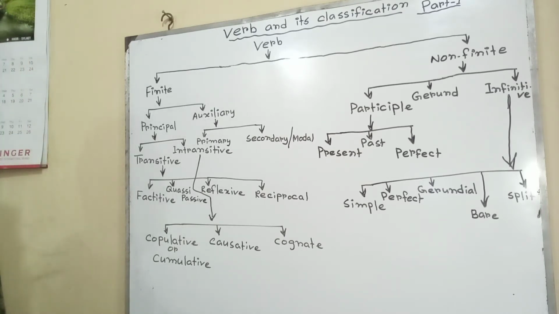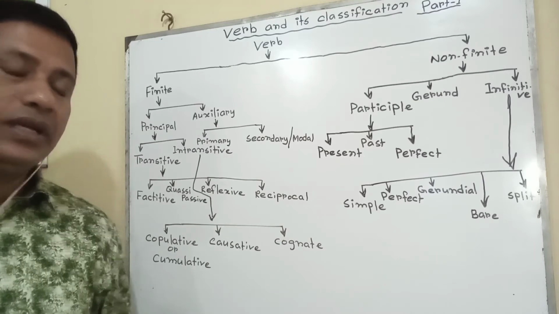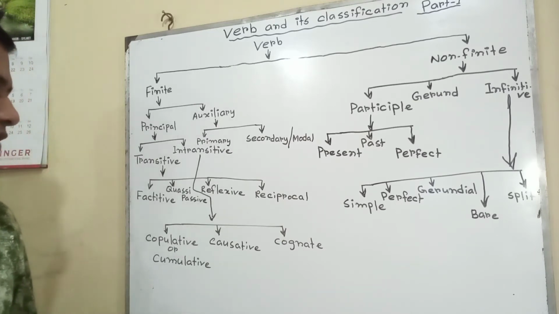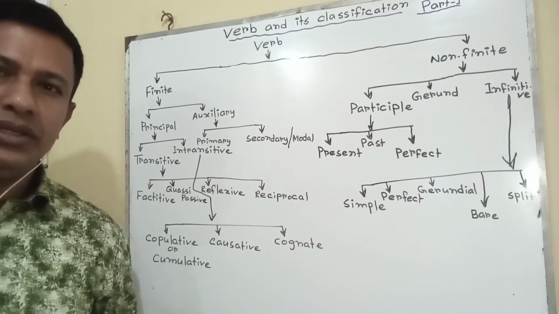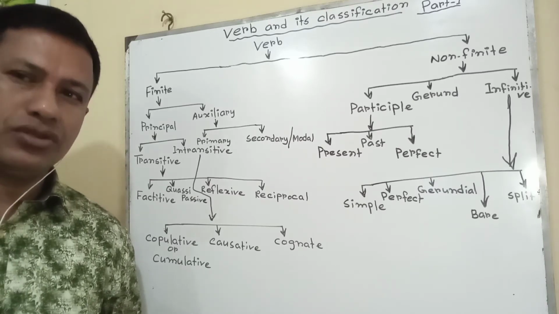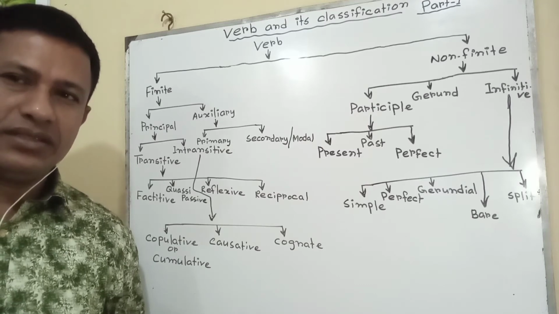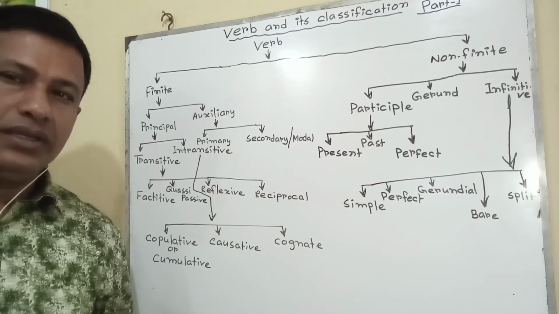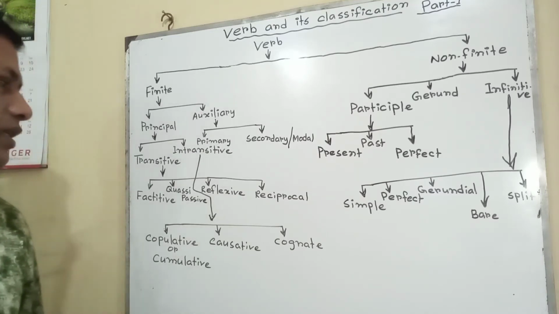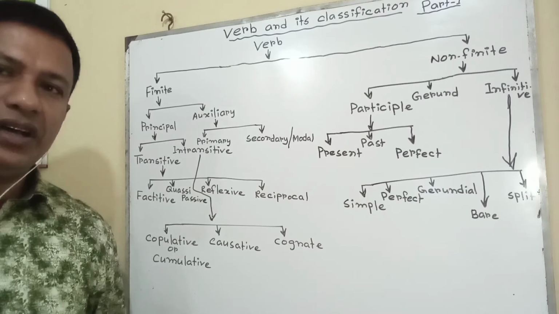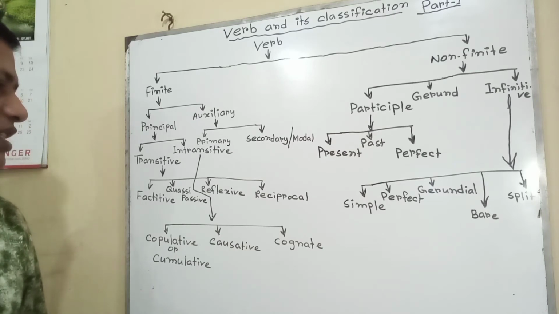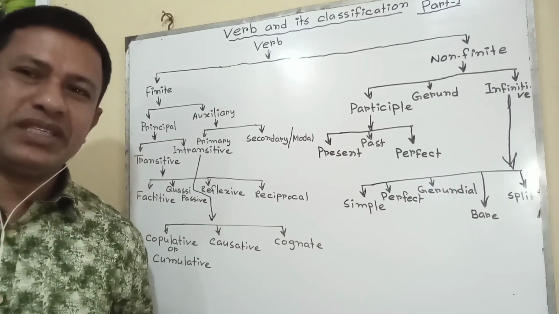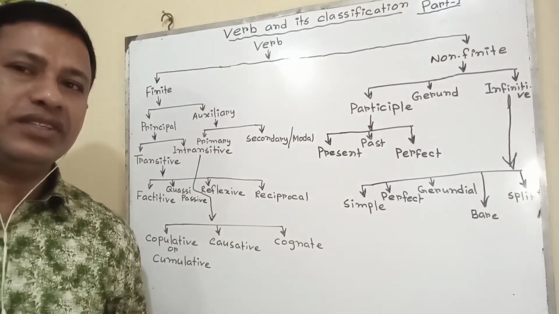Now quasi-passive: the verb is in active voice, but it seems to be passive in its meaning. At that time, it is called quasi-passive, such as: honey tastes sweet, honey tasted sweet, the mangoes taste sweet, the mangoes tasted sweet, the bed feels soft, the pen writes well. These types of sentences are quasi-passive. Quasi means half. Quasi-passive means half passive, and the other half is active.